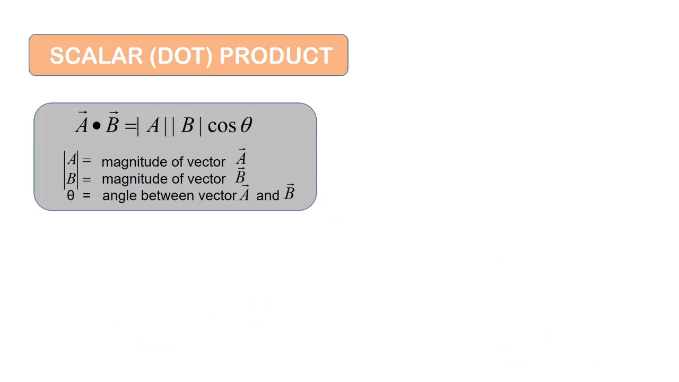We use this formula to compute scalar product. The dot product of vector A and B is equal to the magnitude of vector A times the magnitude of vector B times cos theta, where theta is the angle between vector A and B.